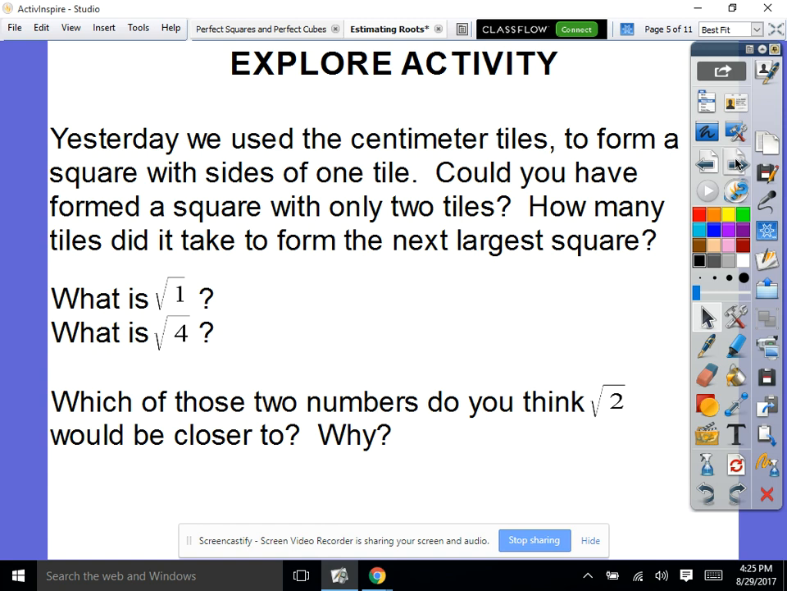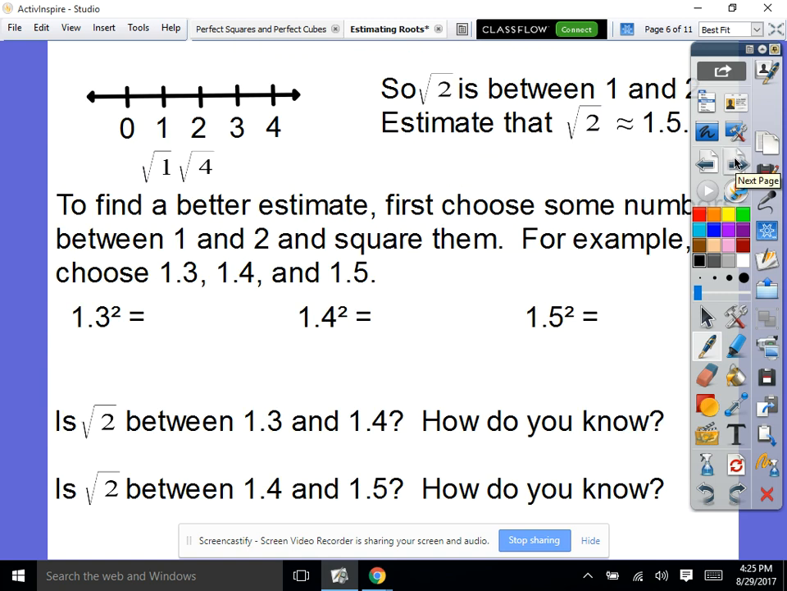And I think yesterday you said that the square root of 1 was 1 and the square root of 4 is 2. Which of those numbers do you think square root of 2 would be closer to, and why? I want you to think about that, and we'll talk about it tomorrow. So square root of 2 is between 1 and 2. So we're going to estimate that the square root of 2 is approximately 1.5.